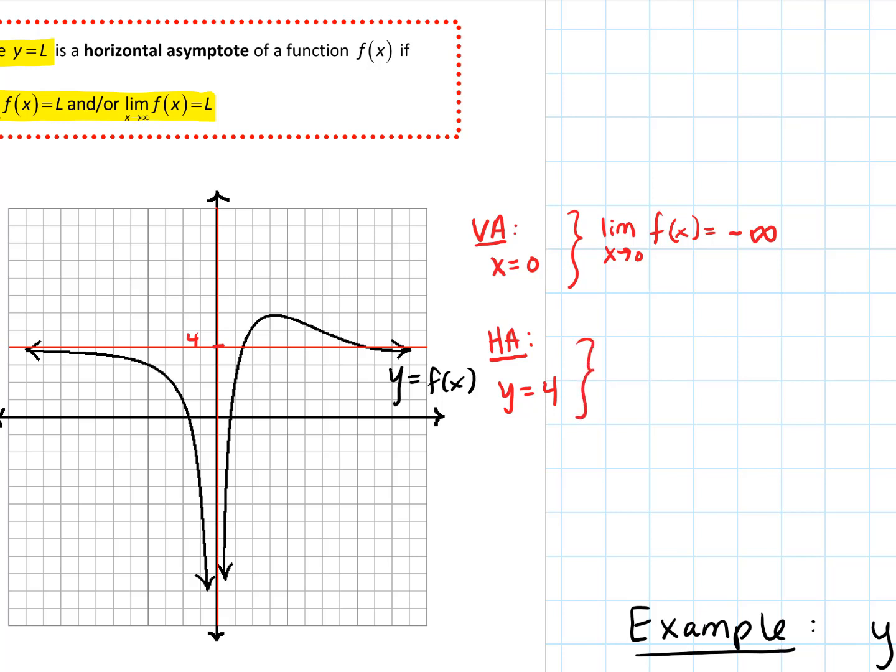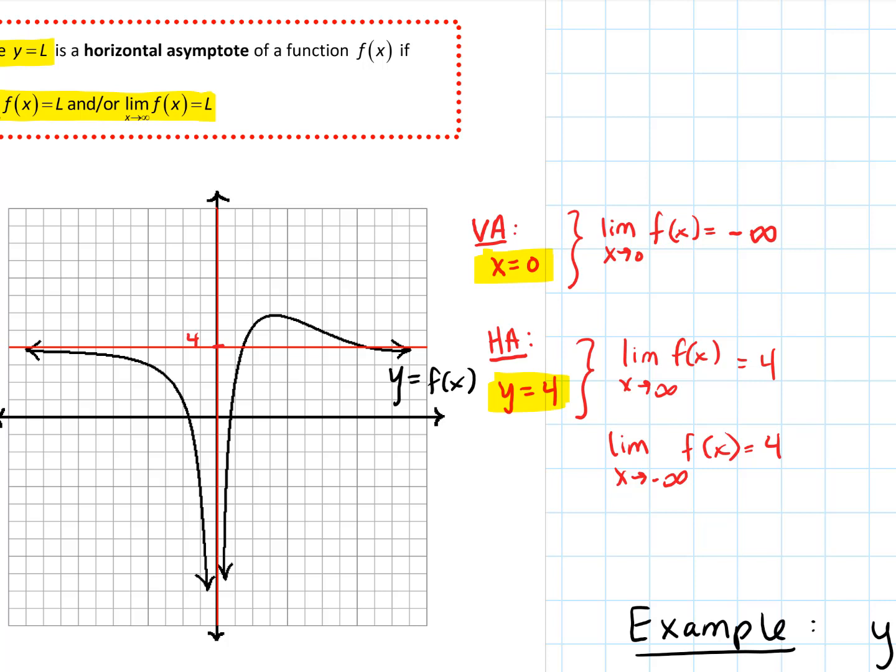And the reason we have a horizontal asymptote at y equals 4 is because on both sides of the graph, so we'll write both of these, the limit of this particular function as x approaches infinity is equal to 4. So as x is growing without bound, the function is approaching that horizontal line 4. And also on the other side of the graph, the limit as x approaches negative infinity of f of x is also 4. So we have both our horizontal asymptote and our vertical asymptote.